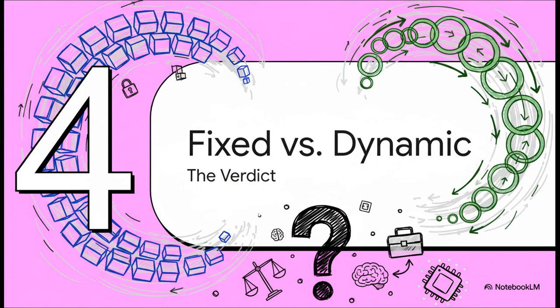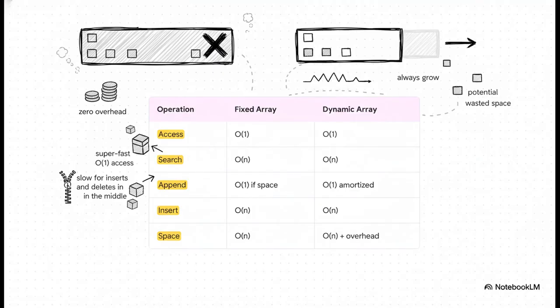So, we have 2 powerful tools, each with its own strengths and weaknesses. The final question is, how do you choose the right one for your specific problem? Which one should you use? This cheat sheet pretty much lays it all out. And if you look closely, for a lot of things like access and insertion, they're identical. The real fork in the road is in that append row and the space row. A fixed array is perfectly efficient with memory, but it hits a hard wall when it's full. A dynamic array offers what feels like infinite growth, but you pay for it with that amortized time and the potential memory overhead.